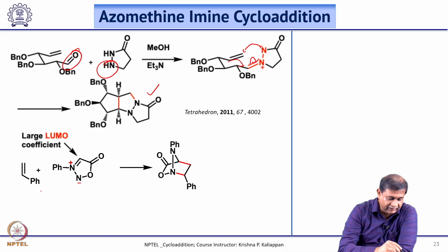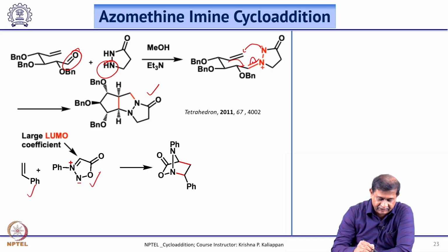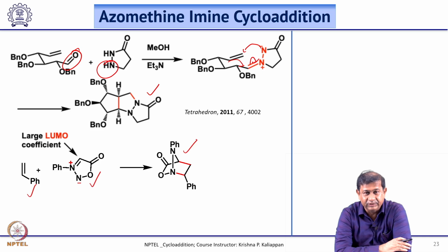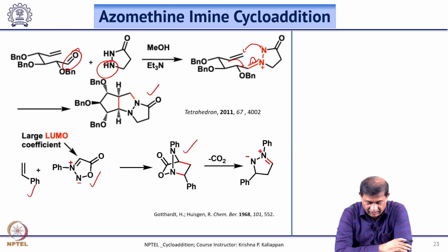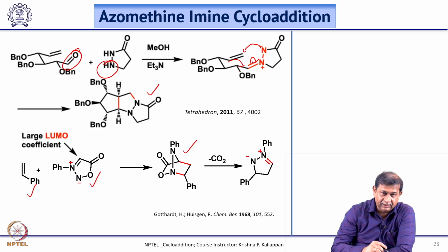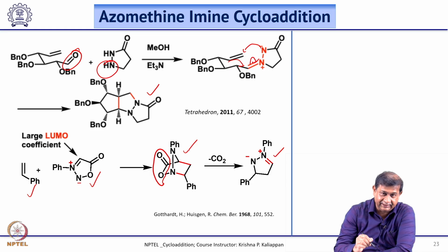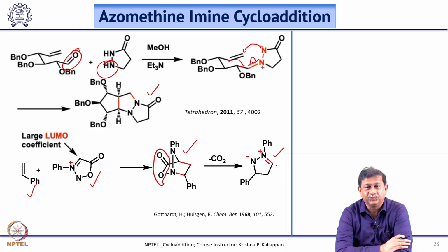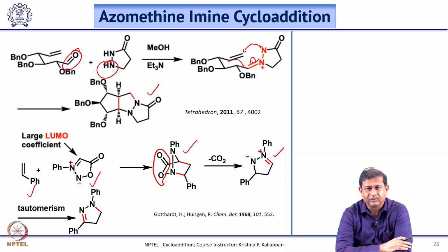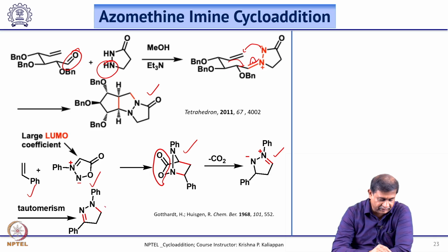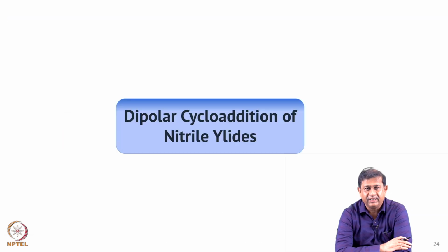Okay, and this is another classical example. So if you take styrene and then treat with this dipole, in principle it can undergo 1,3-dipolar cycloaddition to form this compound. And now if you look at this particular intermediate, you can see it can undergo an extrusion of carbon dioxide. When the extrusion of carbon dioxide takes place, this is what you will get. Okay, so then it can undergo easy tautomerization to give this bond.